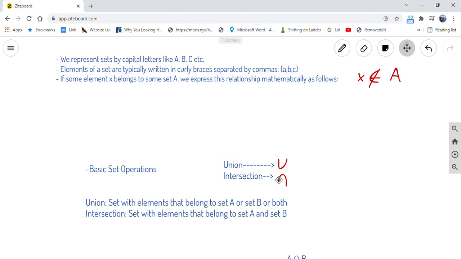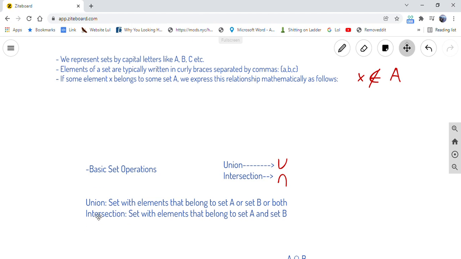Symbolically, a union is represented with this U shape. The intersection is represented with this arc shape. So a union and an intersection, it's a very simple concept. Unions and intersections are sets themselves. So by definition, they are sets, with elements for a union that belong to set A or set B, or both. So really anywhere in set A or set B, or both in set A and set B.